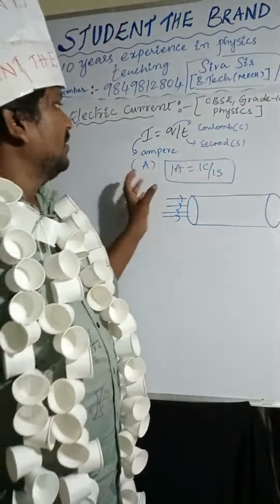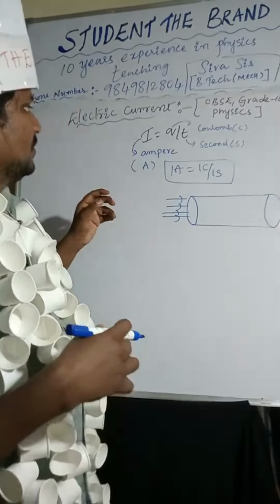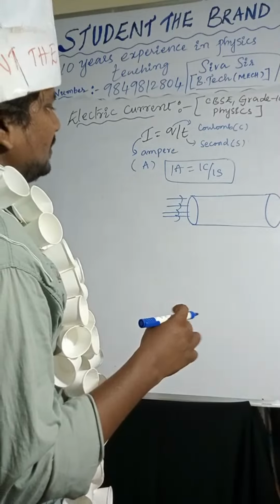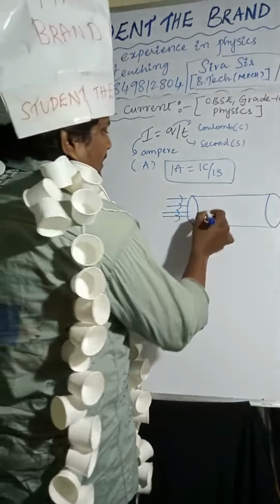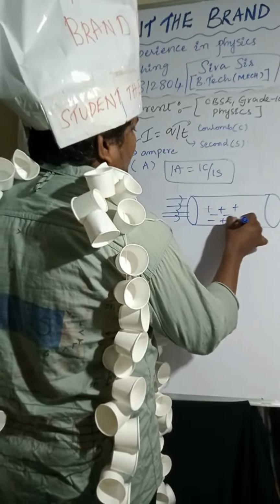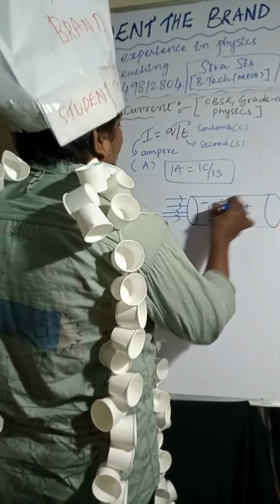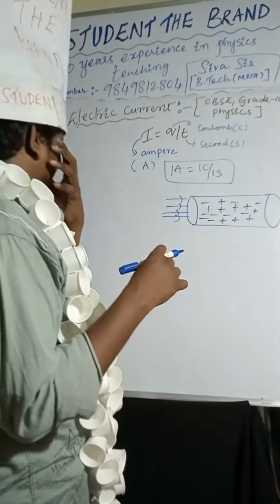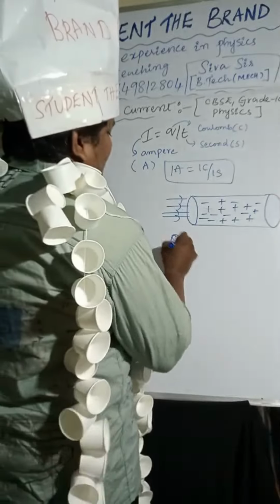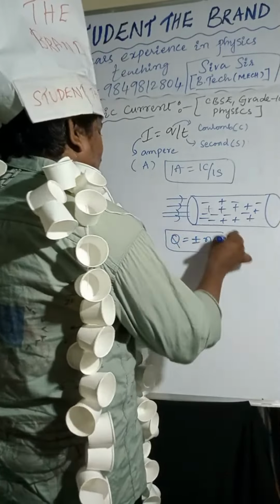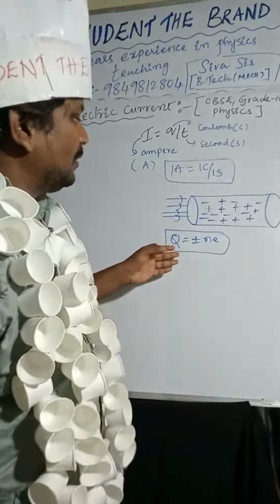Right? So now we can see. One more point we are discussing, that is about current. Here, electrons inside the conductor will not flow singly; a bunch of electrons will flow. So that is about quantization of charge, which is nothing but Q equal to plus or minus Ne.